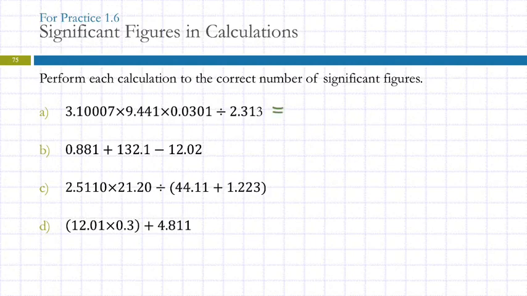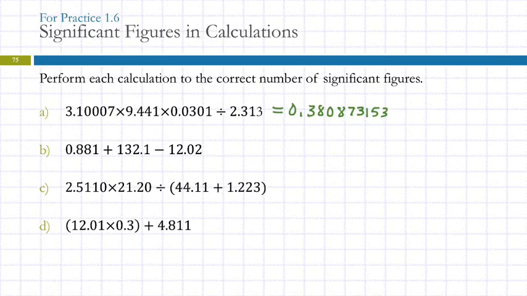So my calculator is showing me 0.380873153, which is just ridiculous. Do you get that number? So the operations we have here are multiplying and dividing.